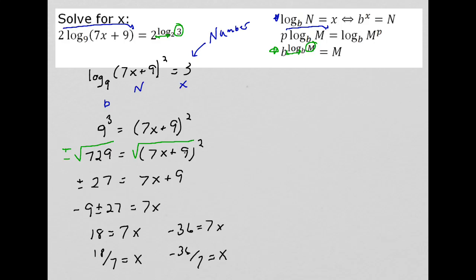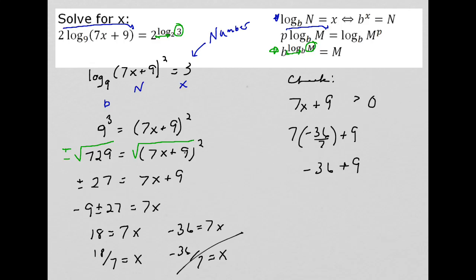Now when you have your answers, you need to check them in your original argument to make sure your argument still comes out positive. So we want to make sure the 7x plus 9 is not negative. I think when I put that negative value in, I'm going to get something negative. Let's see, I get negative 36 plus 9, so yeah, that's negative. So we don't want this answer. We just take the 18 sevenths for the answer.